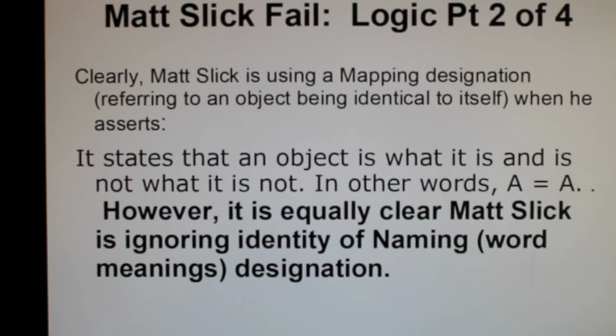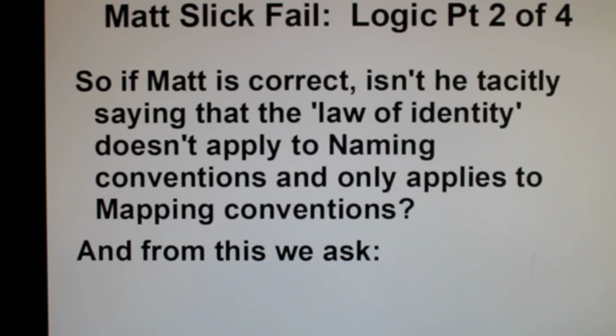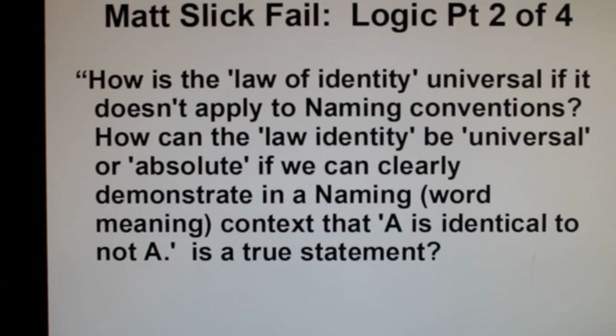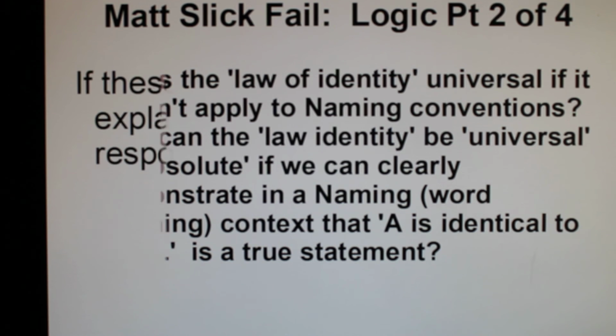However, it is equally clear Matt Slick is ignoring identity of naming in word meanings designation. So if Matt Slick is correct, isn't he tacitly saying that the law of identity doesn't apply to naming conventions and only applies to mapping conventions? And from this we ask, how is it the law of identity is universal if it doesn't apply to naming conventions? How can the law of identity be universal or absolute if we can clearly demonstrate in a naming context that A is identical to not A is a true statement?